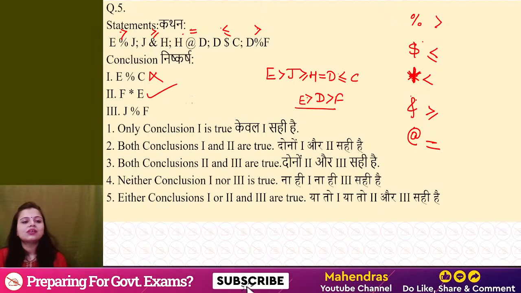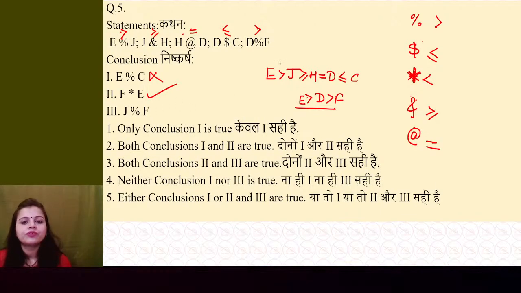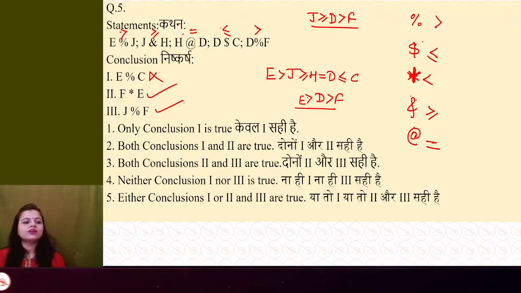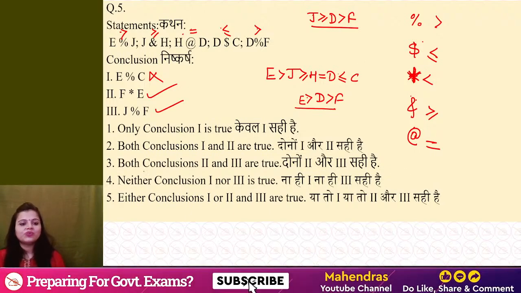Second one is right. Now J percentage means J is greater than F. So J is greater equal to D and D is greater than F. So J is greater than F. Yes, third one is again right. So answer will be 2 and 3 follows. Option 3 again.